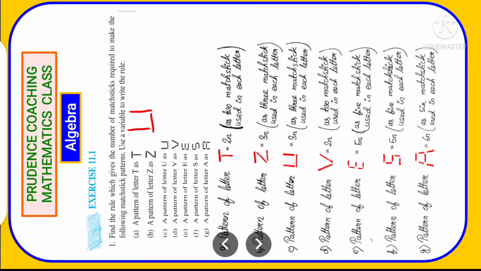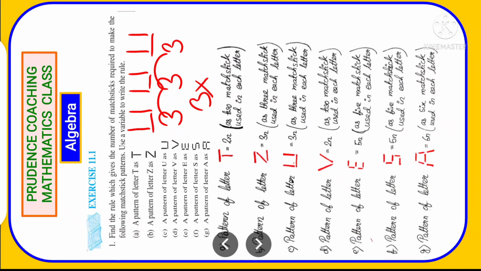For forming a single U, we need 3 matchsticks. Similarly, if we make a pattern of 2 U's, then you will need 3 plus 3, that is 6. And if we make 3 U's, you will use 3 plus 3 plus 3, that is 9 matchsticks. Means it is like this. If we add this, you will get 3 into 3, that is 9.